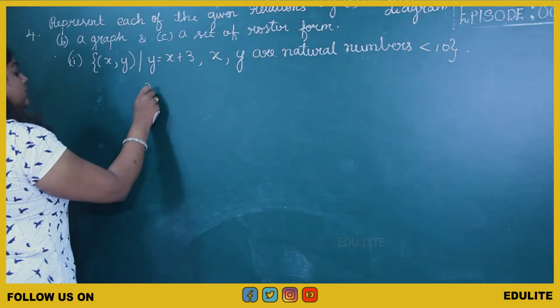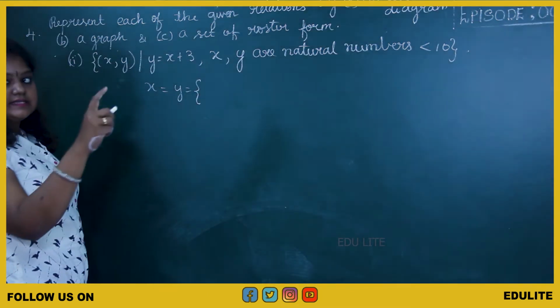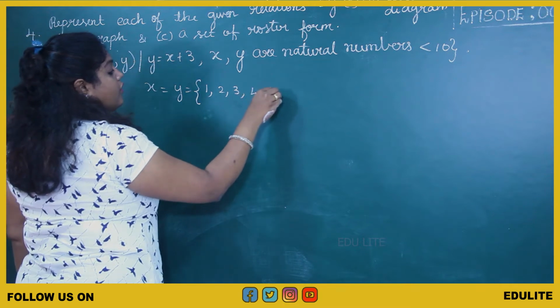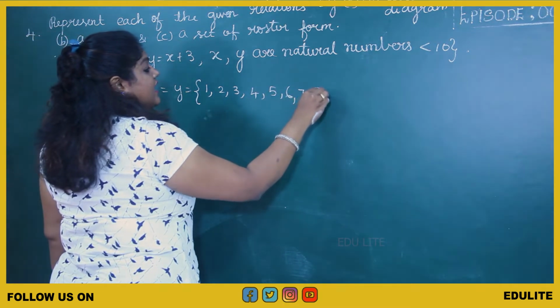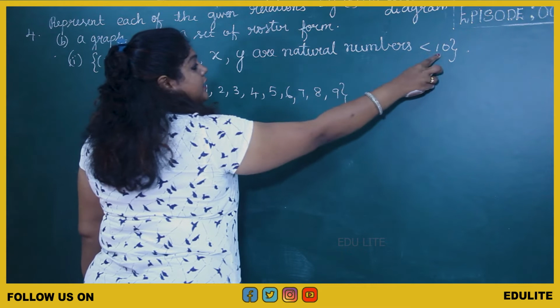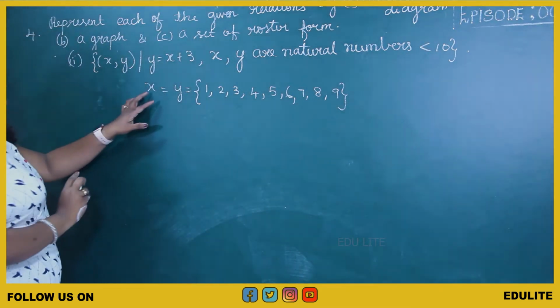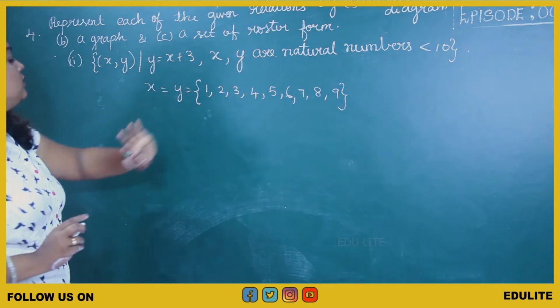What is the set of x and y? X and y are natural numbers less than 10, and natural numbers start with 1. So 1, 2, 3, 4, 5, 6, 7, 8, 9. 10 is not included because the less than symbol is given, so we will stop at 9. So both the values of x and y are from 1 to 9.